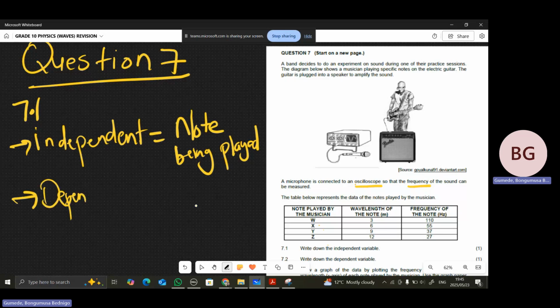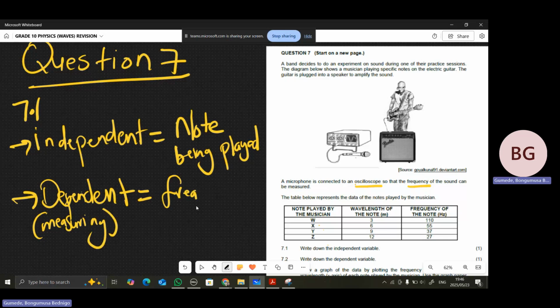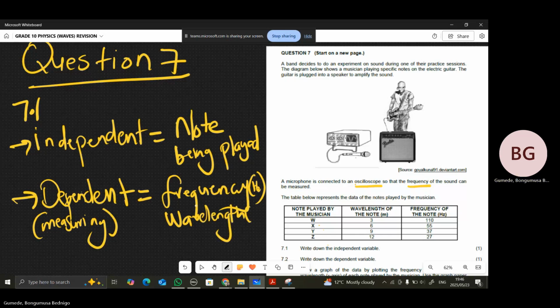Dependent variable. Remember, I said the frequency. Basically, the dependent variable will be what we are measuring or testing. So here we are measuring the frequency. And we are also measuring what? The wavelength. Also measuring the wavelength.